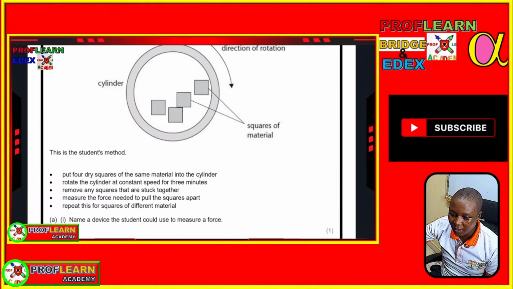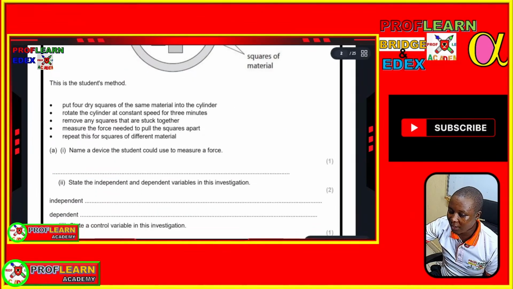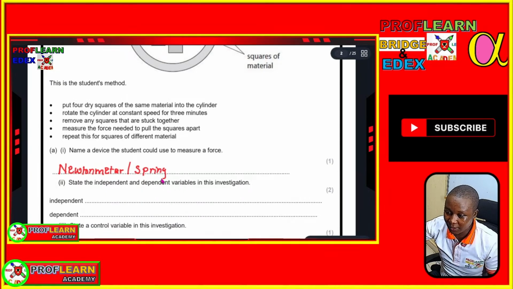So this is what we are going to write here: this is called a Newton meter, or you can say a spring balance. Now, state the independent variable in this investigation.